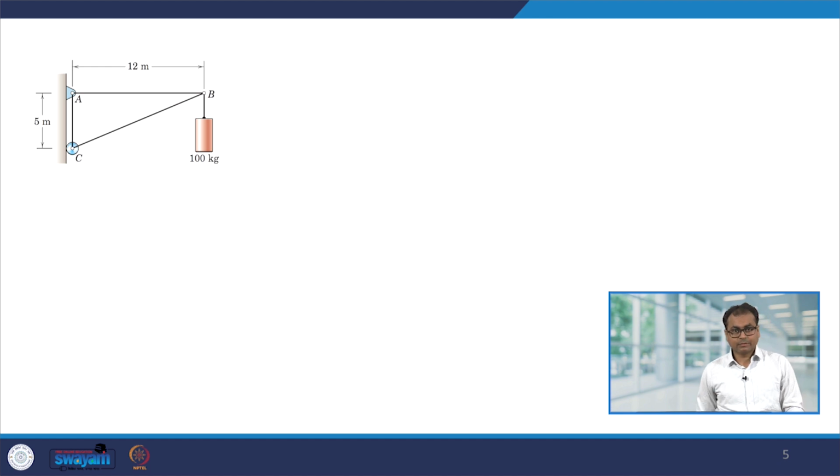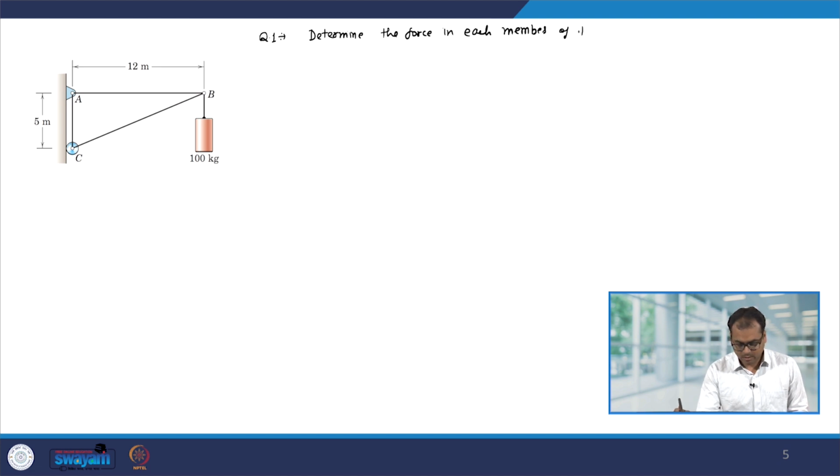So, this is of course a very simple truss, and the question statement is: determine the force in each member of the loaded truss. Loaded because we have an external load which is acting at point B. So, to analyze this, the first thing is to make the free body diagram of the entire structure or the entire truss. So, let us make the free body diagram.